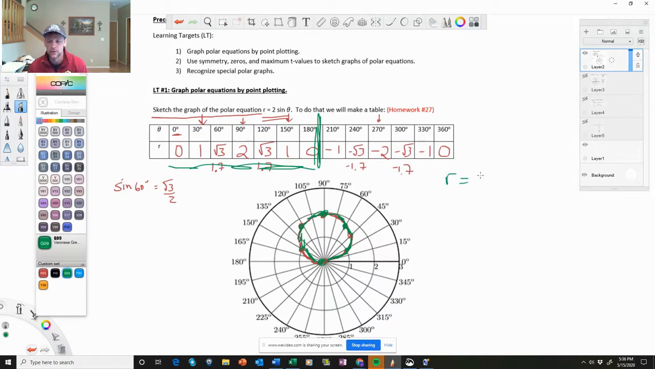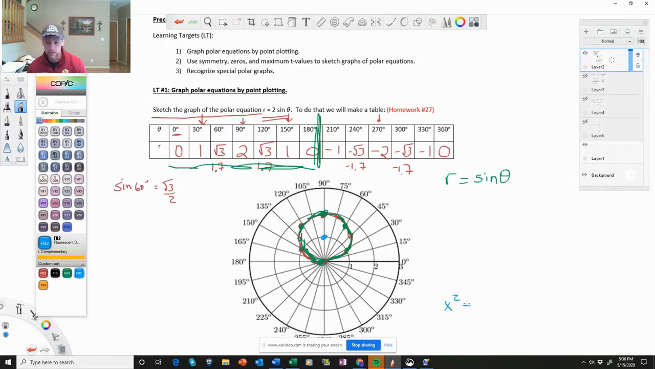We're going to convert this to rectangular coordinates. And as I convert it to rectangular coordinates, I should get the equation of a circle where the center is moved up 1 and where the radius is also 1. I think you know what the equation is.